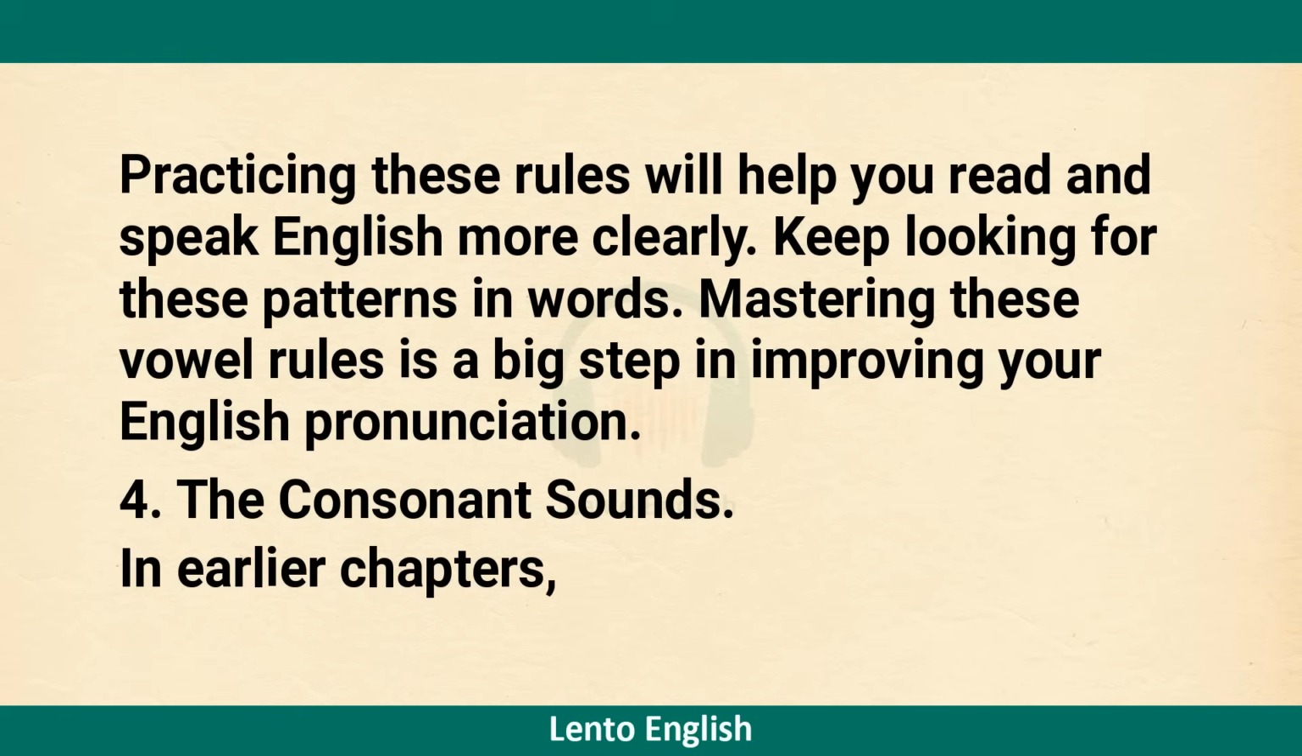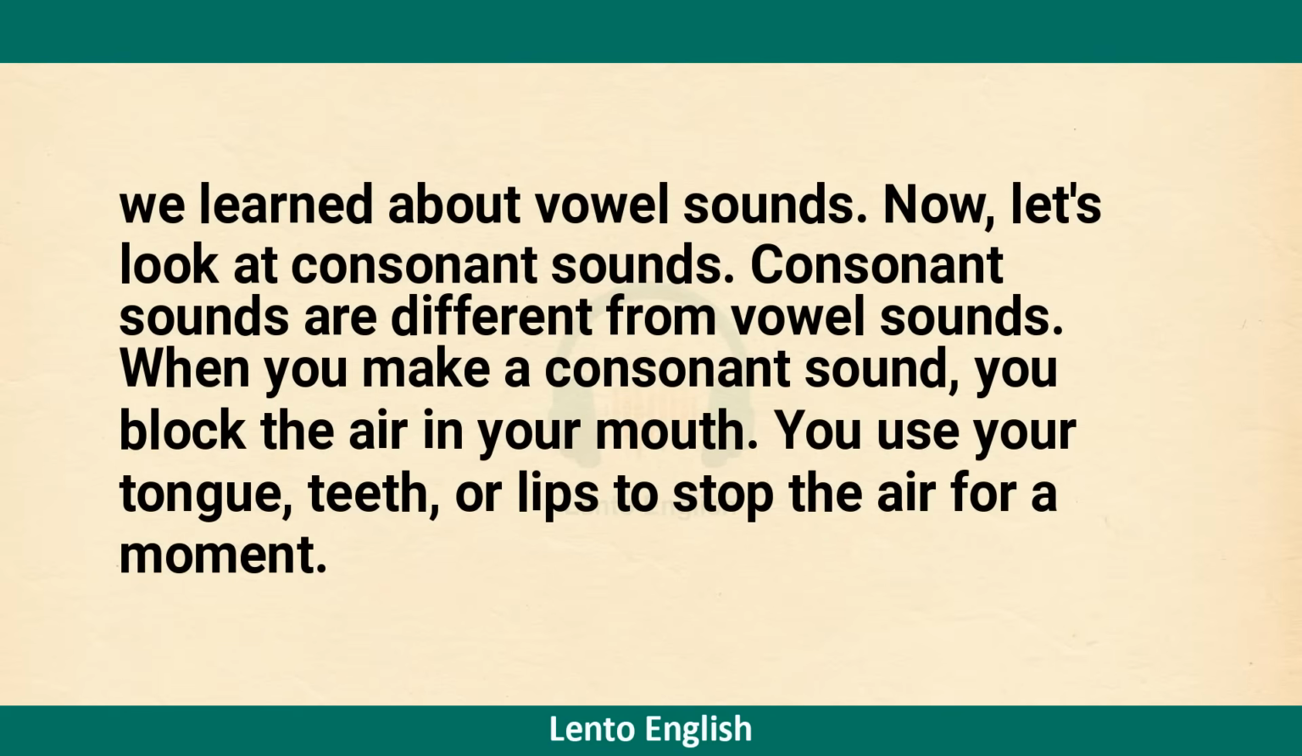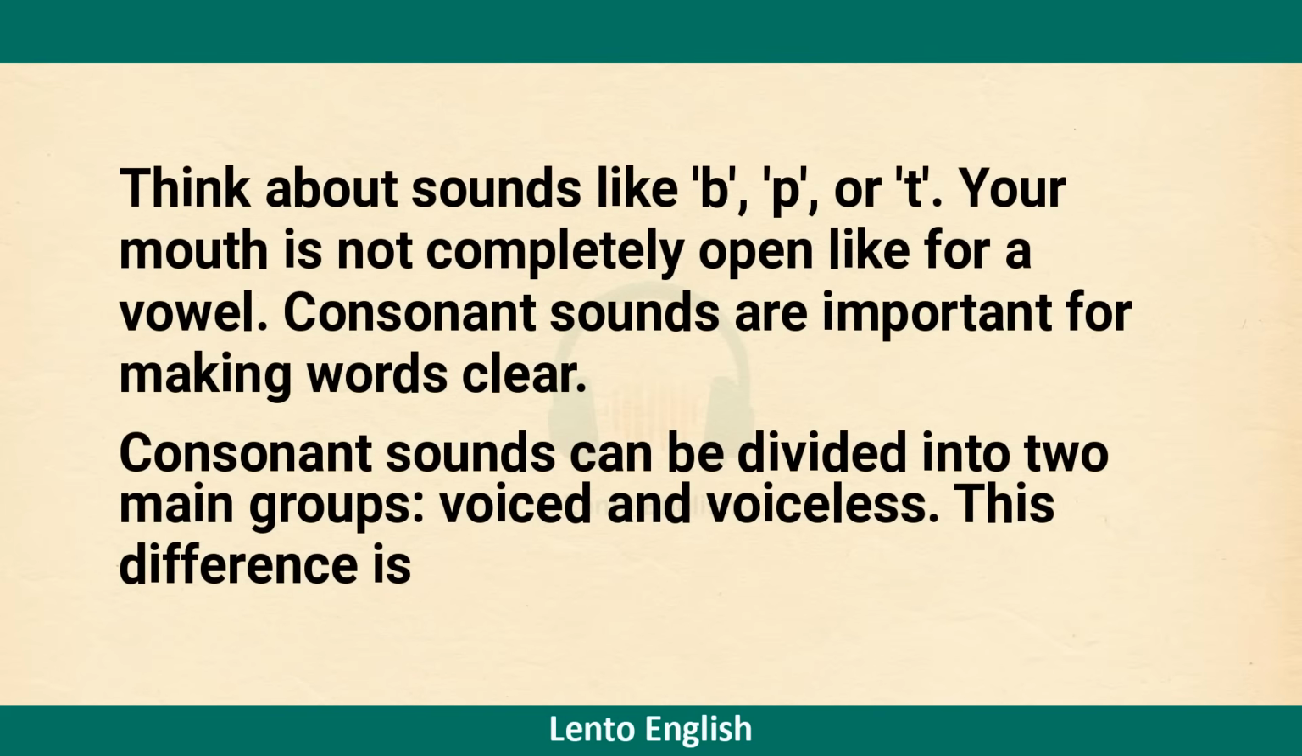4. The consonant sounds. In earlier chapters, we learned about vowel sounds. Now let's look at consonant sounds. Consonant sounds are different from vowel sounds. When you make a consonant sound, you block the air in your mouth. You use your tongue, teeth, or lips to stop the air for a moment. Think about sounds like B, P, or T. Your mouth is not completely open like for a vowel. Consonant sounds are important for making words clear.